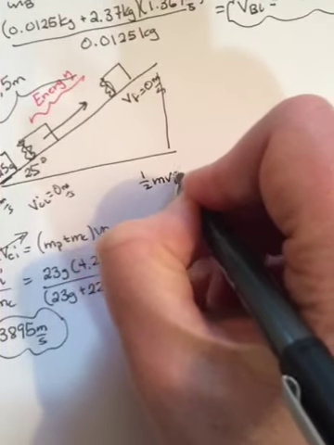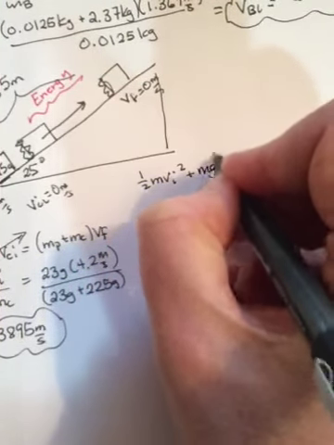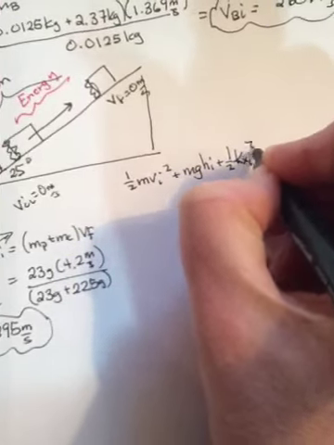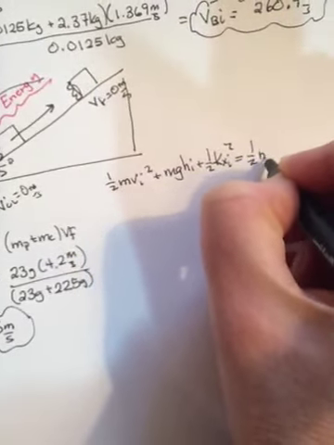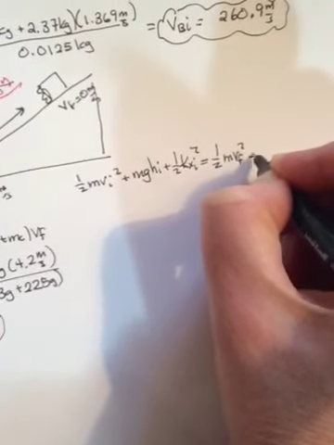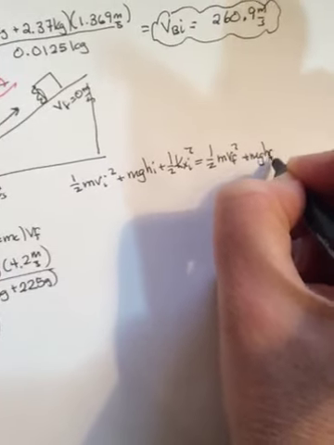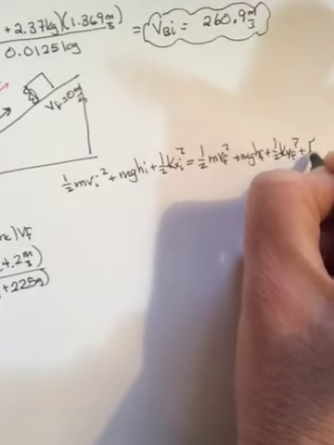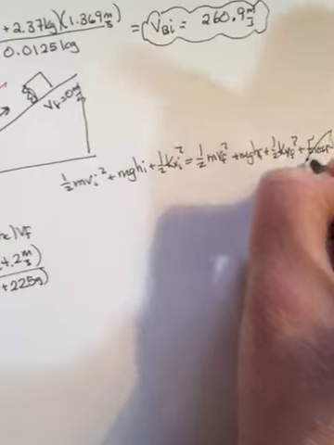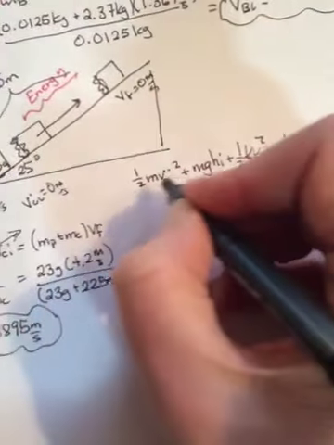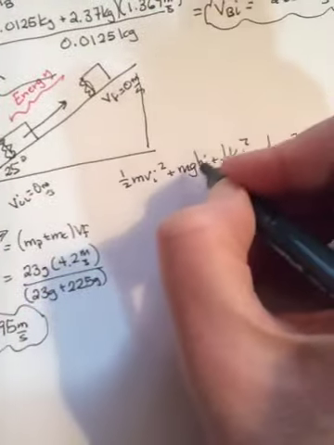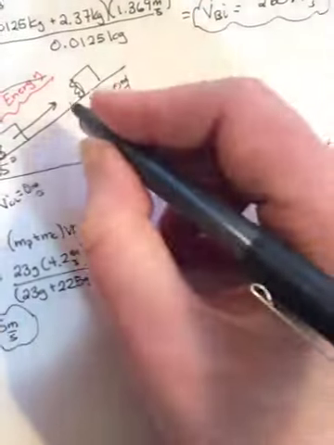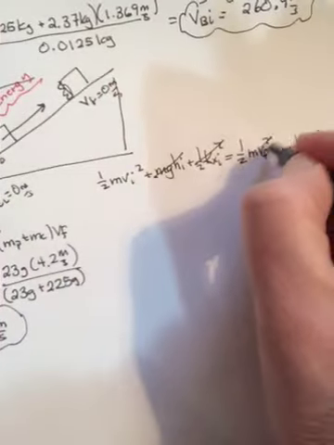1/2 mv initial squared plus mgh initial plus 1/2 kx initial squared is equal to 1/2 mv final squared plus mgh final plus 1/2 kx final squared plus E lost. And since it's an air track, no E lost. At the bottom, does it have a speed? Sure it does. But it was right at the bottom, so it doesn't have a height. There's no spring. When it reaches its highest point, it stopped.